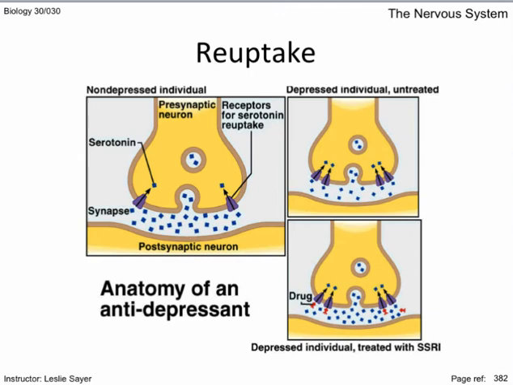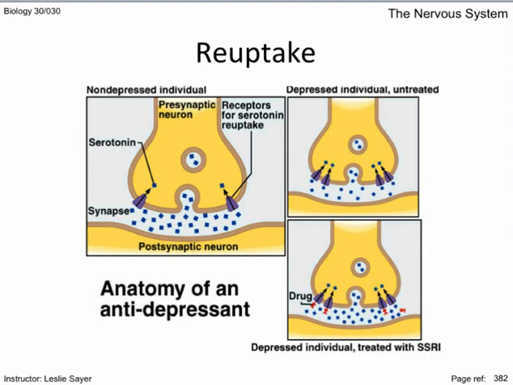The individual on the left here shows the synaptic cleft with a normal amount of serotonin. The presynaptic membrane shows an appropriate number of protein receptors. The protein receptors in the postsynaptic membrane are not shown. But on the right there, we see that there is an individual who has many protein receptors on the presynaptic membrane, which means too much serotonin is being taken up by the presynaptic membrane, not leaving enough in the synaptic cleft.